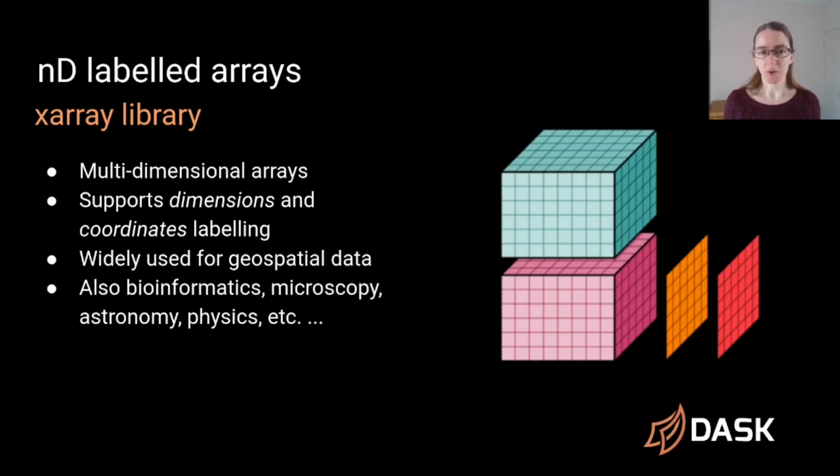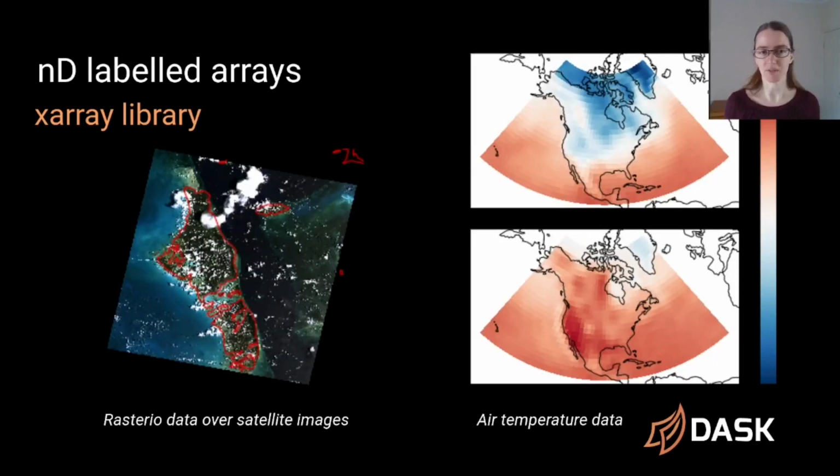So all of the examples I've shown you so far in this talk have been focused around different areas of life science, but we also see Xarray being used not just for those areas of science, but also for other areas of bioinformatics, astronomy, physics, but it's perhaps most well known in context with geospatial data. So here are a couple of more typical examples that you might see with Xarray.